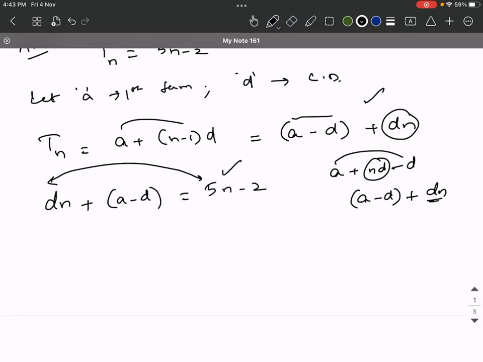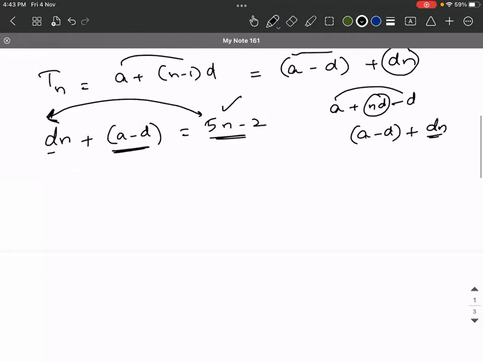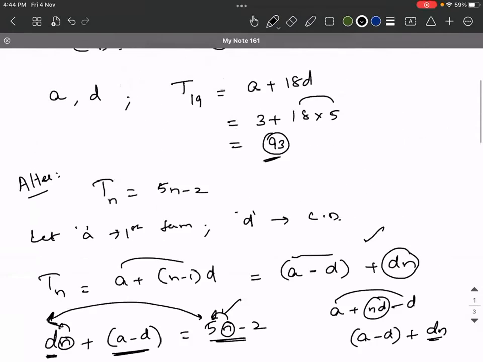Understood? Okay. So what I will do is I'll compare this Dn plus A minus D with the term that they gave. So if I do that, what is the coefficient of n here? D. And what is the coefficient of n here? 5. So D is equal to 5. Is that what we got here?